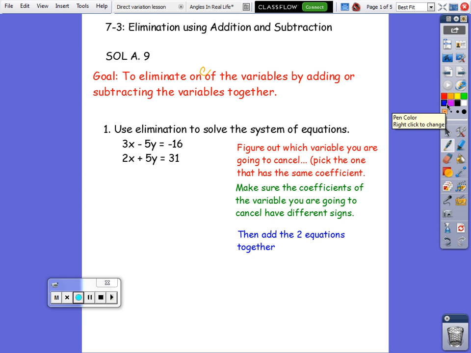So you figure out which variable you're going to cancel, and the one that has the same coefficient makes the most sense. So we're going to cancel out the y's. So just watch this, and then I'll go back and explain.